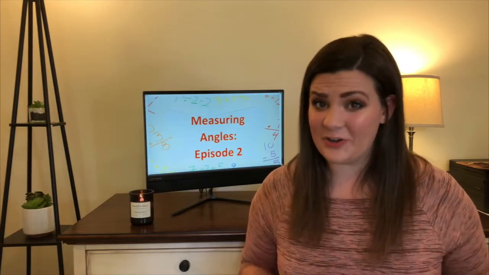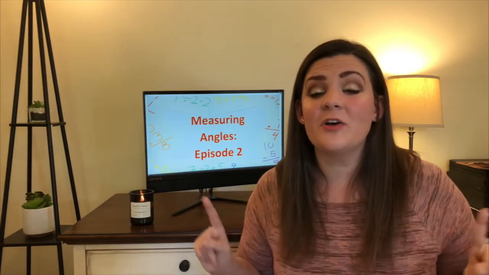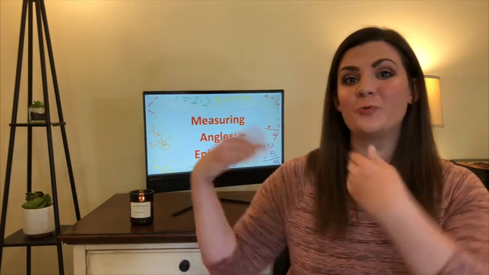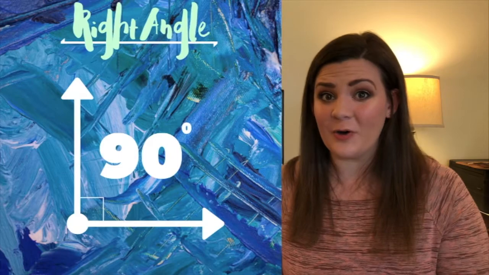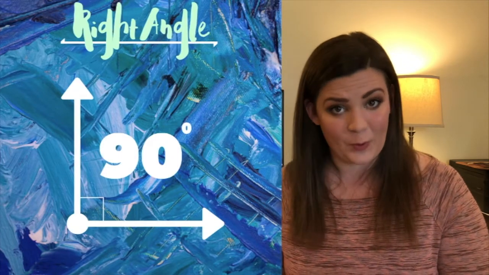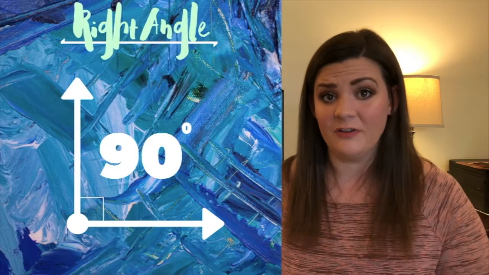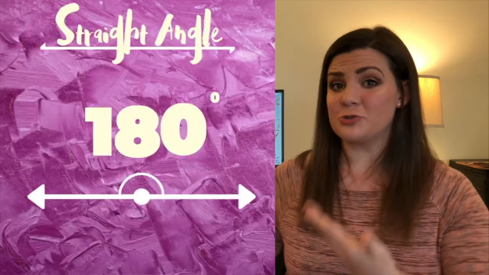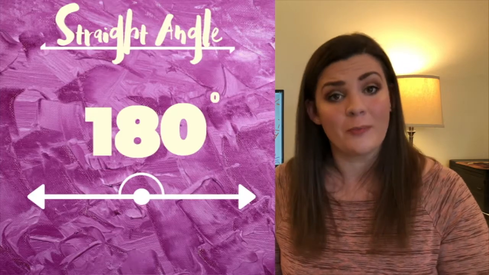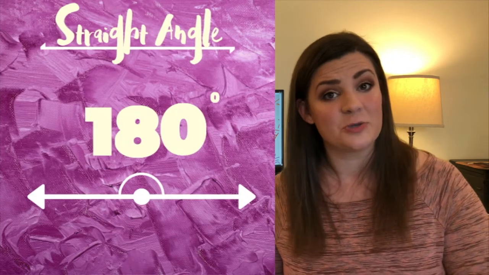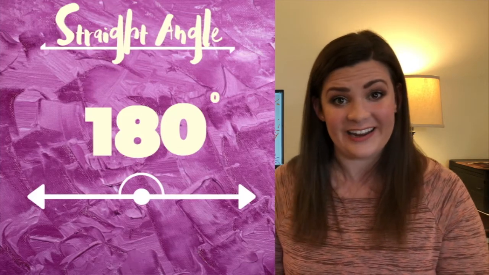What I didn't tell you guys in that video was that each one of those angles has a measurement that makes it what it is. The right angle: we know the right angle as the angle that forms a square corner. But a right angle is also known for having an exact measurement of 90 degrees. The straight angle is known for forming a straight line. But what you might not have known is that the straight angle has a measurement of exactly 180 degrees.